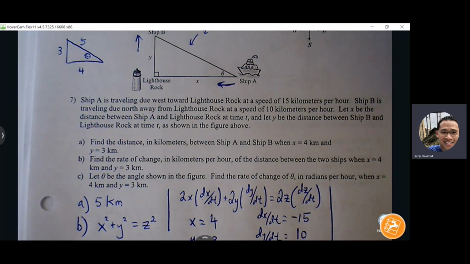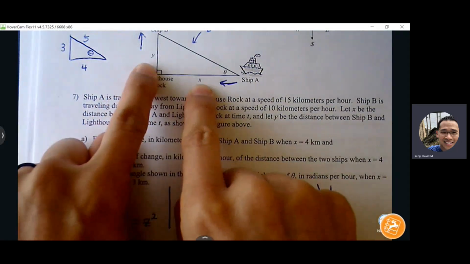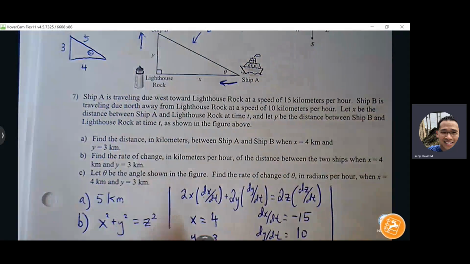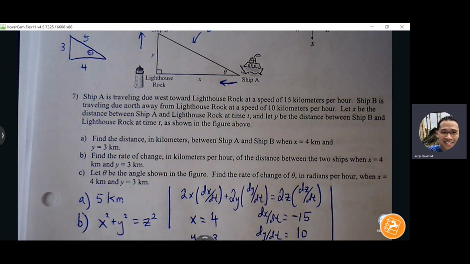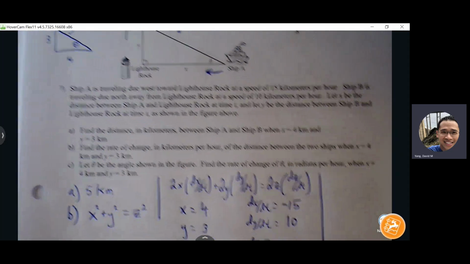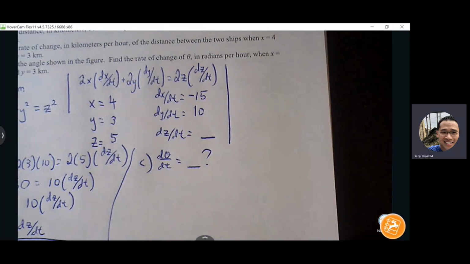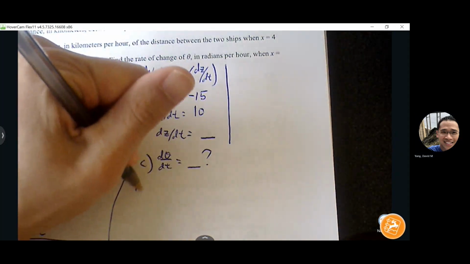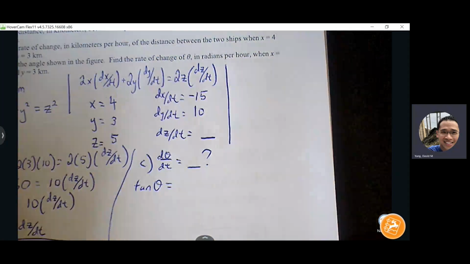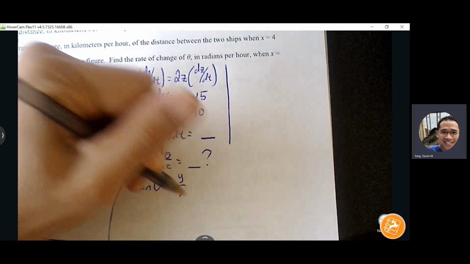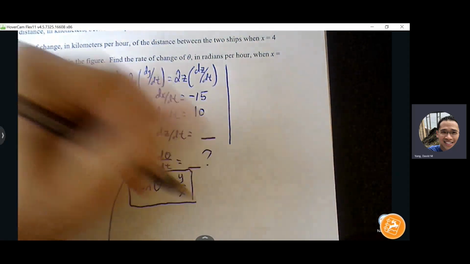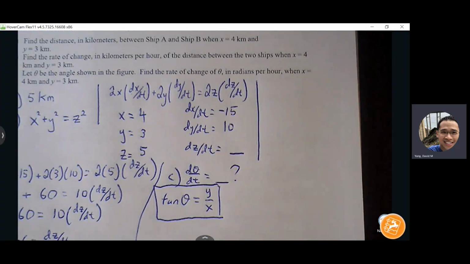I'm going to just do tangent because those are the original variables given to me. But if you did sine and cosine, you would still get the same result. Okay. So tangent theta equals y over x. And it's important that we know why we use y and x and not 3 and 4, or 3 over x, or y over 4, right? So we understand why those variables are there.